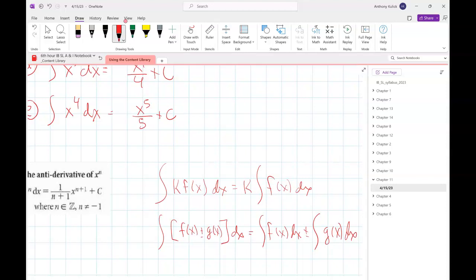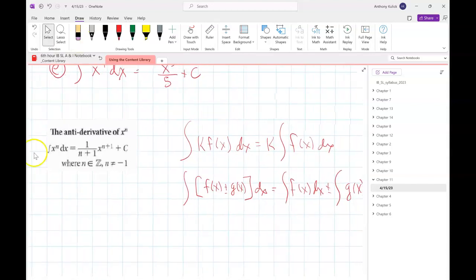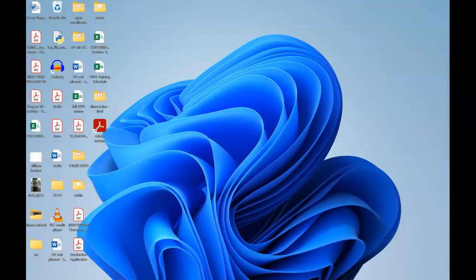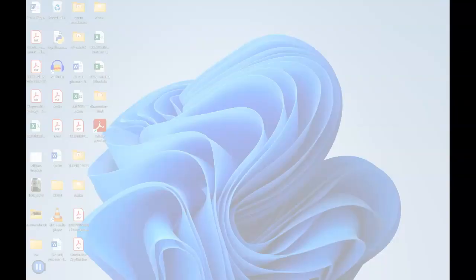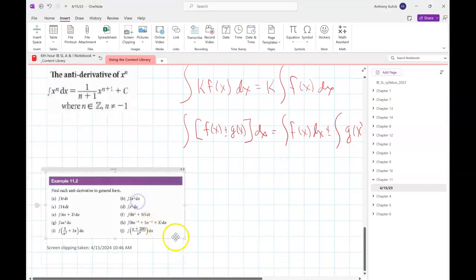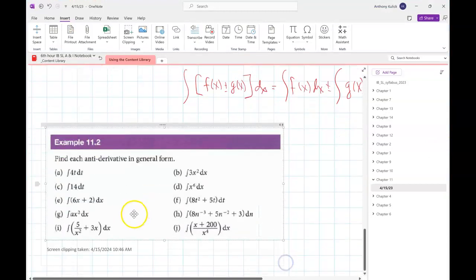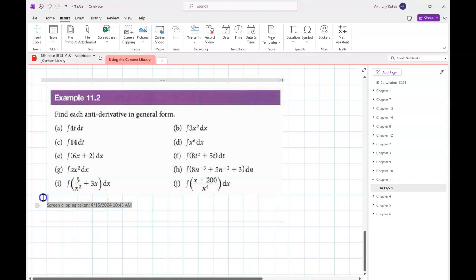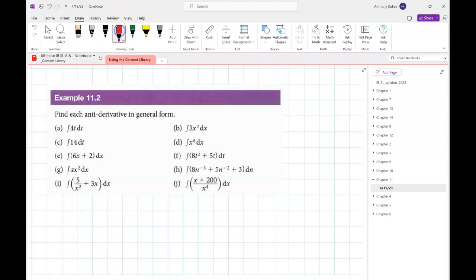Everybody's okay? Keep in mind, you cannot distribute an integral through multiplication or division. All right, these are going to be your three main anti-differentiation rules. So let's cruise through some examples here. So I'll start.